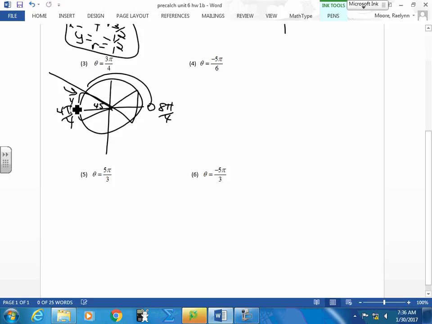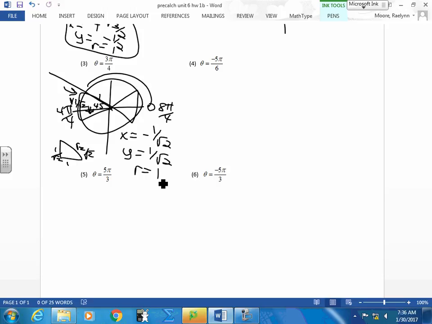So I label these 1, 1, radical 2. I'm on a unit circle, so I'm going to divide everybody by radical 2. So 1 over radical 2, 1 over radical 2, 1. X is negative, y is positive, and radius always positive. We go with finding all the parts to this. X is the cosine, y is the sine on a unit circle.